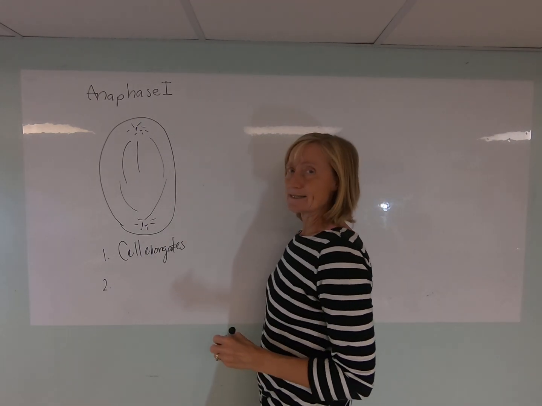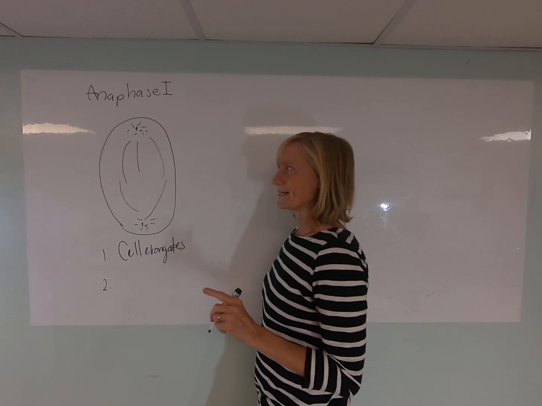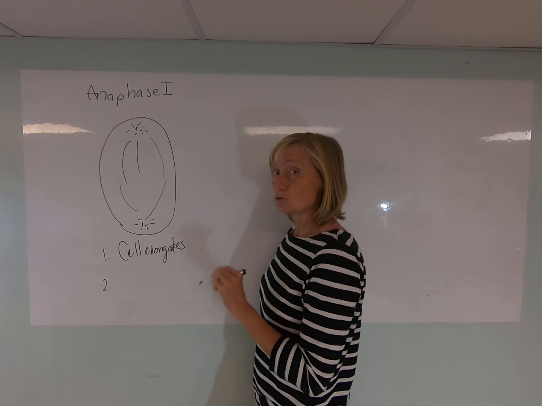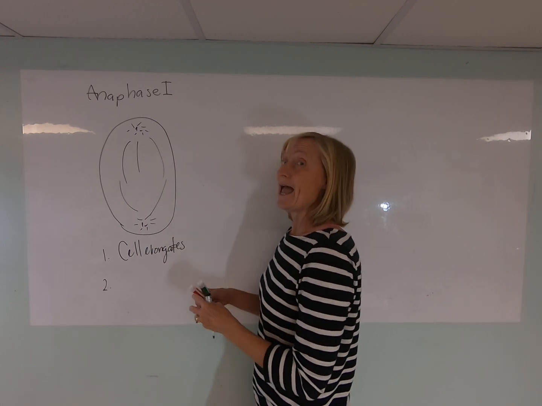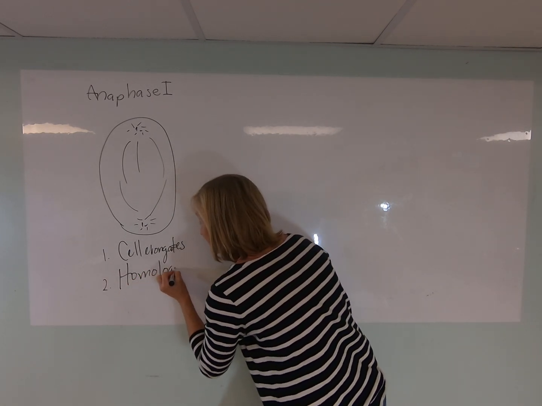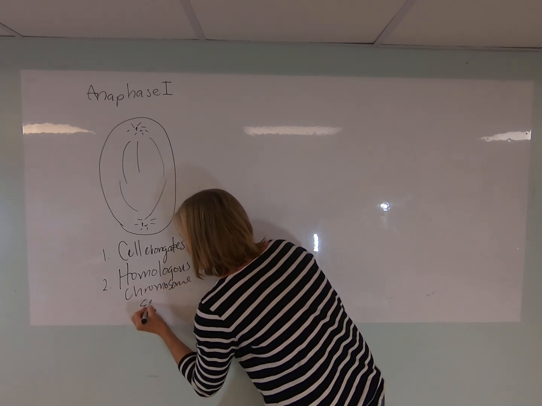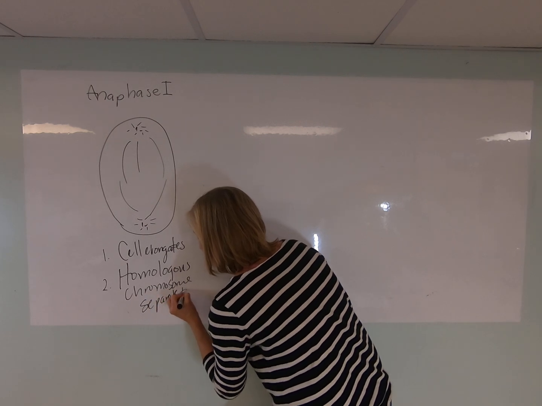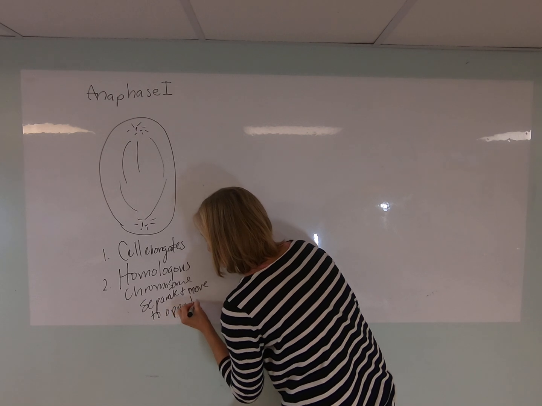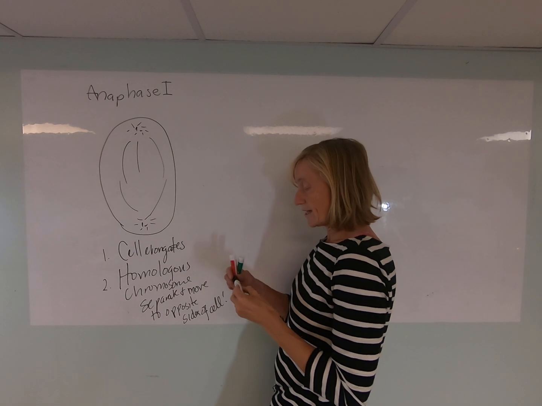And the second thing is, what happened in Anaphase of Mitosis? Sister chromatids separated. In Anaphase 1 of meiosis, homologous chromosomes are going to separate and move toward opposite sides of the cell. So the homologous chromosomes separate from each other and move to opposite sides of the cell. Okay, so let's draw that in a minute.